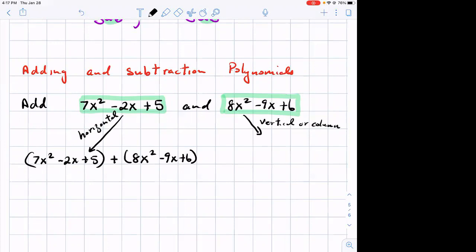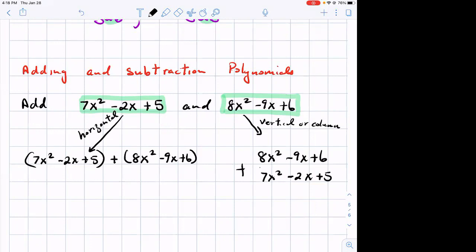Okay? The vertical way, and since we're adding, it doesn't matter which one you write first, will be 8x squared minus 9x plus 6. And in the bottom we have 7. Make sure that when you write this too, the like terms must be under each other. Okay? And we will add them.